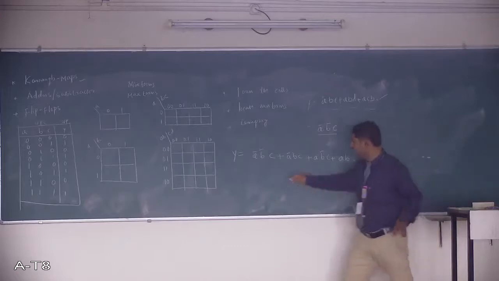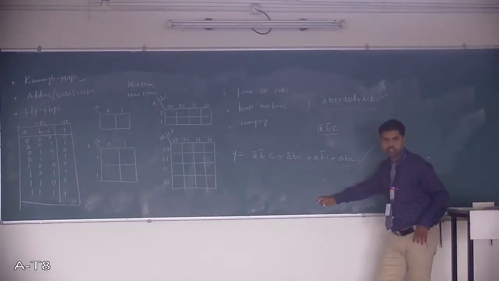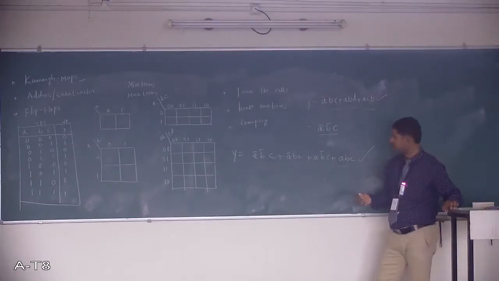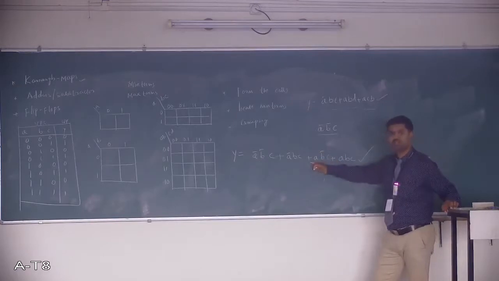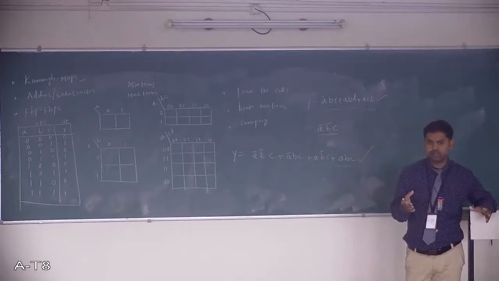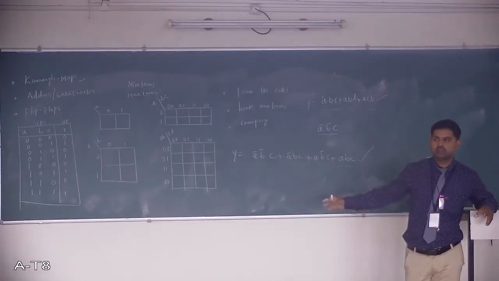Now it has so many terms. If you draw the circuit for this, you need so many gates: AND gates, NOT gates, OR gates. Nearly more than 8 or 10 gates are required. I want to make it simple, so you simplify it. Now I will use a graphical approach, that's a K-map.